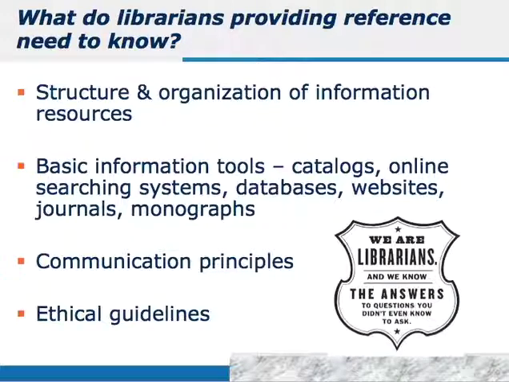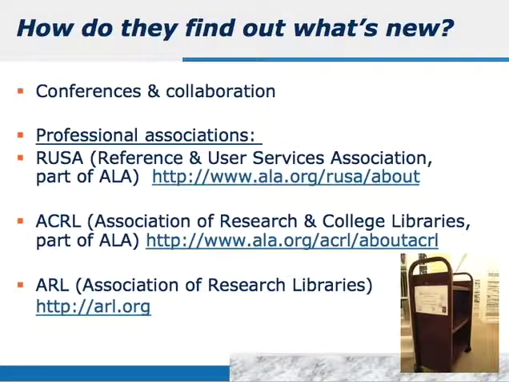What do librarians providing reference need to know? First of all, the structure and organization of information resources, basic information tools, which means knowing your online interface, knowing your catalogs, how to search through different databases, knowing resources such as websites, journals, and monographs. You also need a level of understanding of communication principles, how to interact with people. And last, you will need to follow a variety of ethical guidelines.